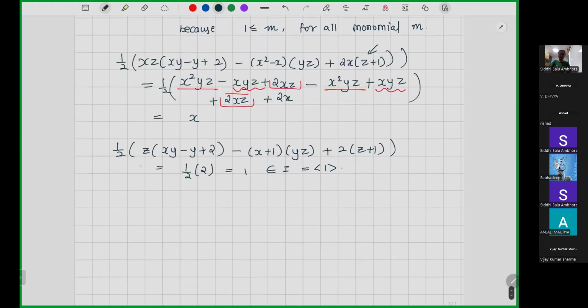You can see this. This is xyz. Here xyz gets cancelled. Here xz. This zy gets cancelled with this zy. This 2z gets cancelled with this z, and we are left with this 2 here. Okay, and when I multiply it by half, I get this 1. Is this okay? The calculation.